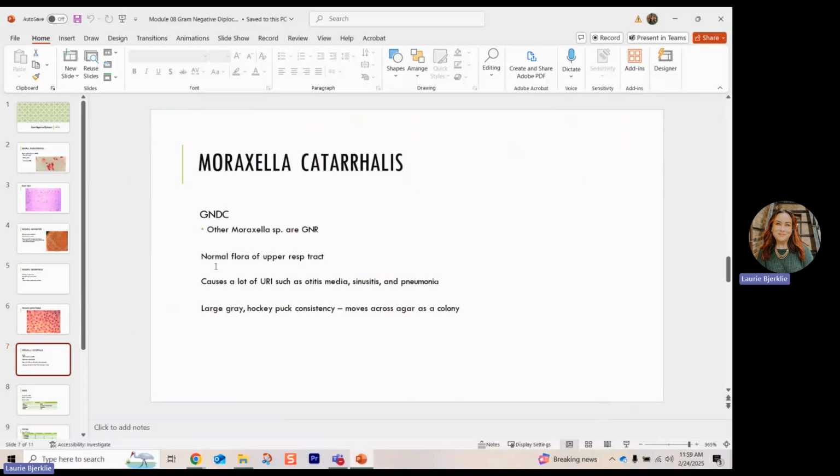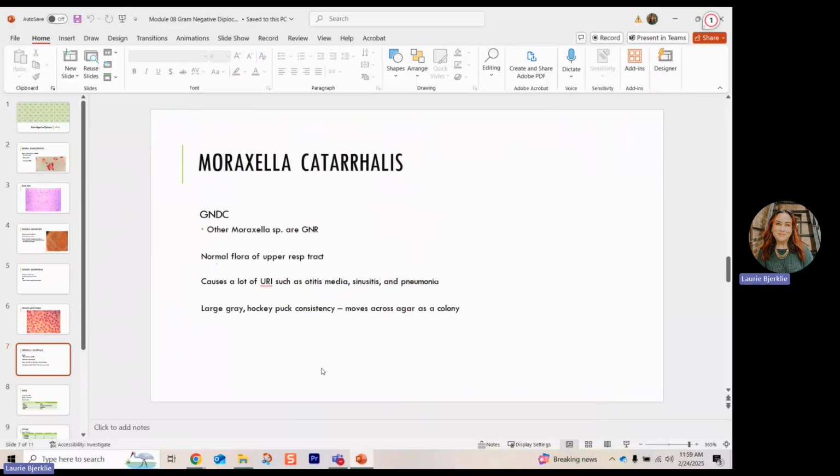So this is normal flora of our upper respiratory tract. That is also where it likes to cause infections. Moraxella catarrhalis is a huge cause of upper respiratory infections, which is what URI is. So think otitis media, which is ear infections, sinusitis, so sinus infections, and it can go down into the lungs into pneumonia. This one has a unique characteristic on the agar plates: they're medium to large gray colonies, but they have what we call a hockey puck consistency. If you think about a hockey puck on ice, it slides across the ice.